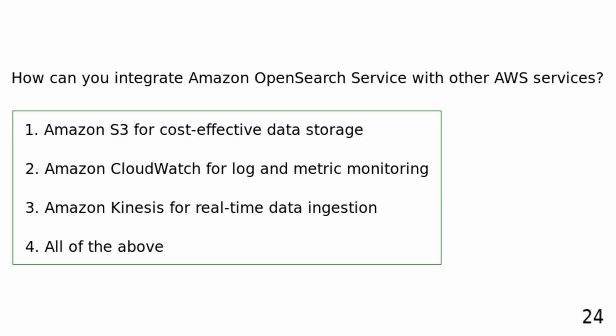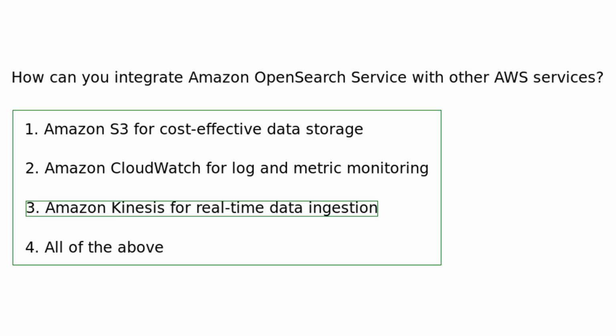How can you integrate Amazon OpenSearch Service with other AWS services? Amazon S3 for cost-effective data storage. Amazon CloudWatch for log and metric monitoring. All of the above. Amazon Kinesis for real-time data ingestion. OpenSearch integrates with various AWS services, Kinesis for streaming data.